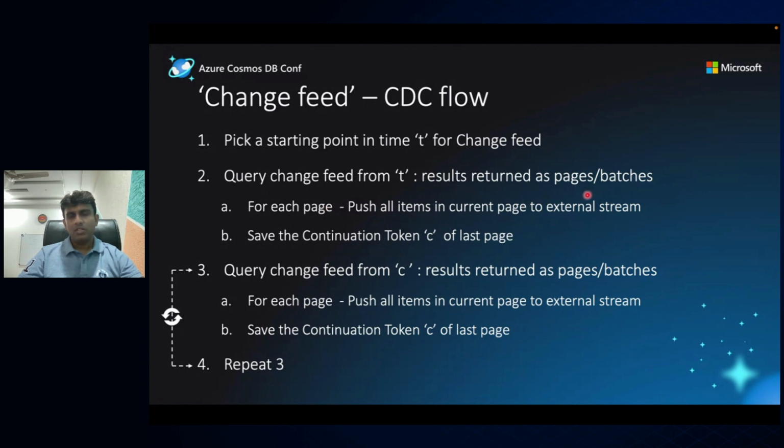So once you get the collection of pages, for each page, you push all the items in the pages to an external stream. The stream could be Azure Event Hub or Kafka or ZeroMQ, and you save the last continuation token of that query. Once you're done with this, you query the change feed again with the last saved continuation token. And once you get the results, you just do the processing just like before. Every time you're done with the current set of pages, you save the last continuation token and use that for the next query iteration. And you continue to do this in a loop so that you are constantly pulling changes from the container and processing them. So this is the high-level CDC flow.